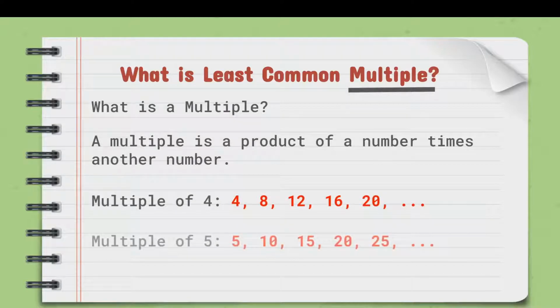As you know, the multiple of 4 goes on like this. 4 times 1 equals 4, 4 times 2, 8, 4 times 3, 12, 4 times 4, 16, and so on. What about the multiple of 5? It goes like 5, 10, 15, 20, 25, right? But do you notice anything? On the list, 20 appears on both multiples. And here you say 20 is the common multiple of 4 and 5.